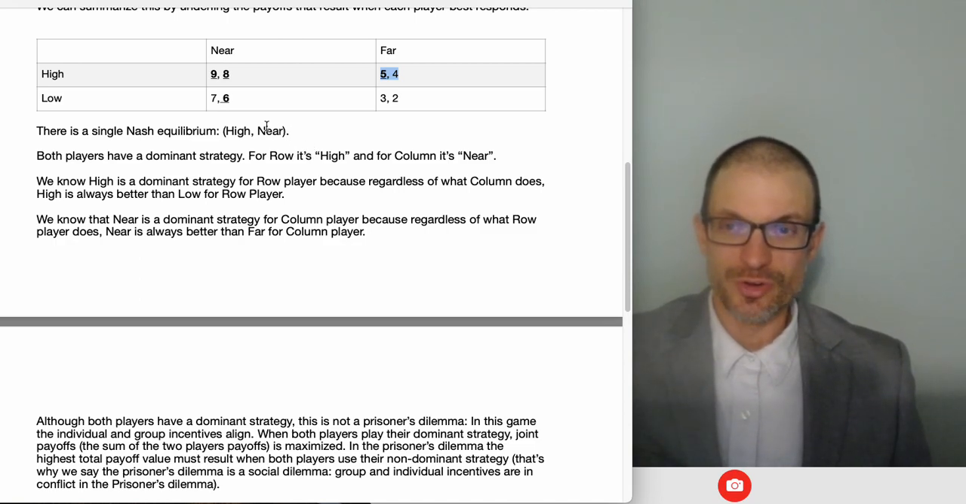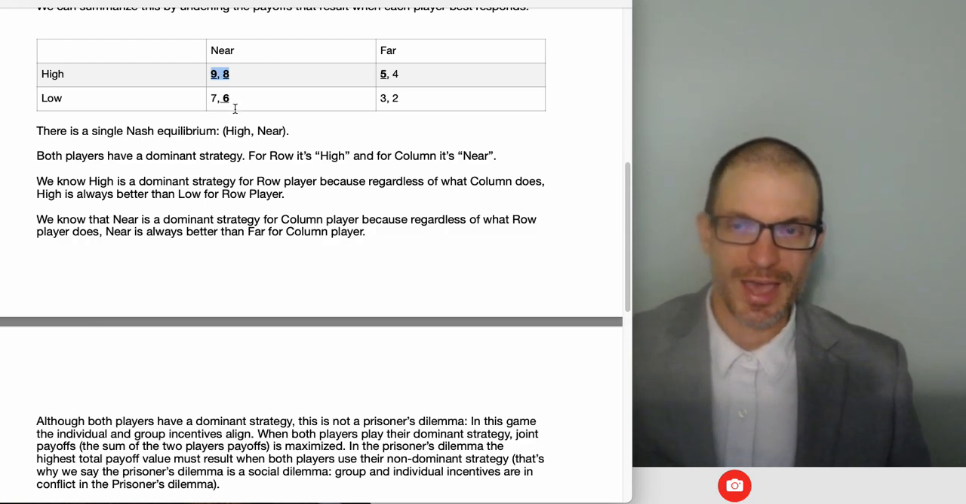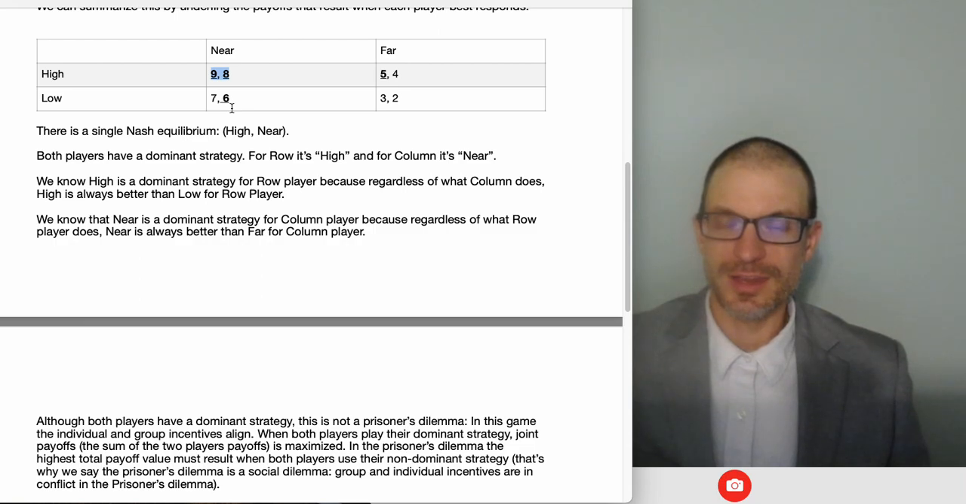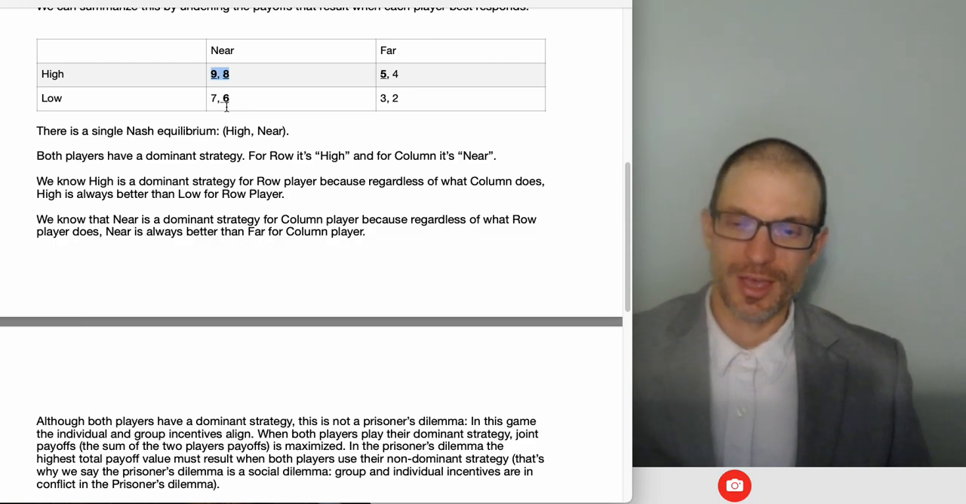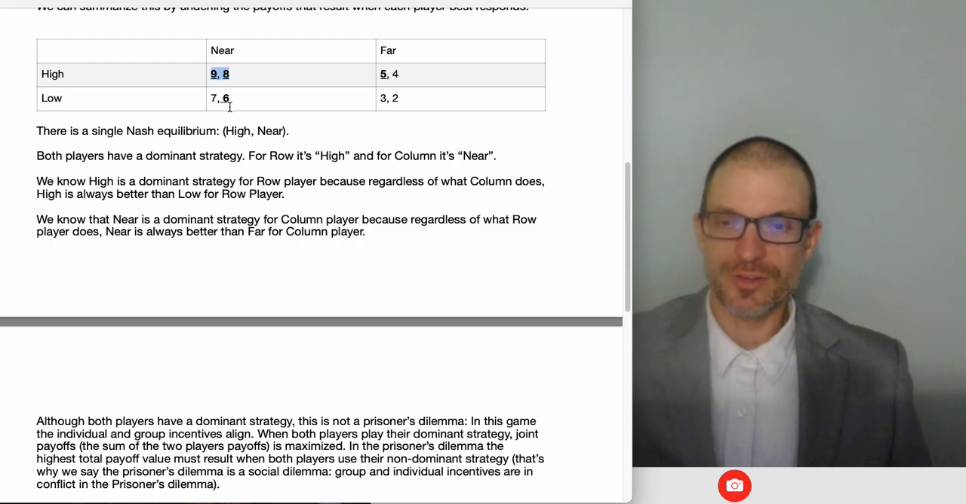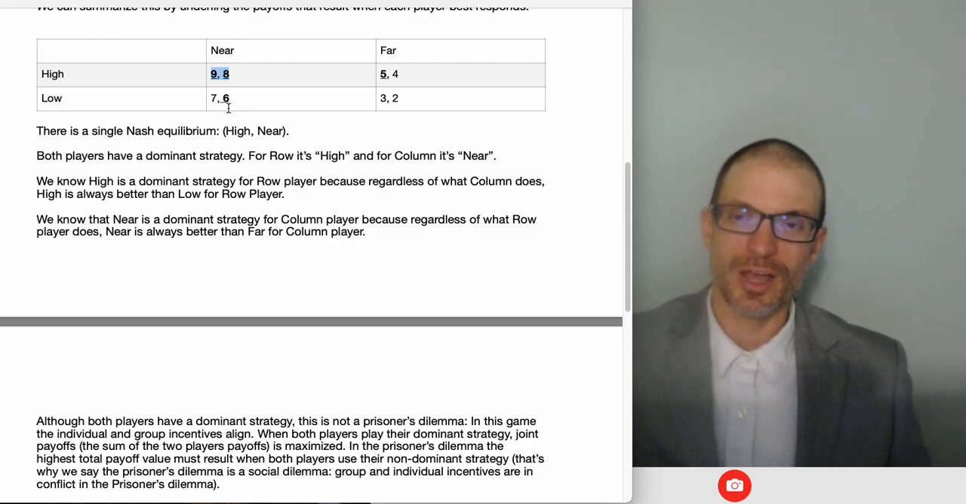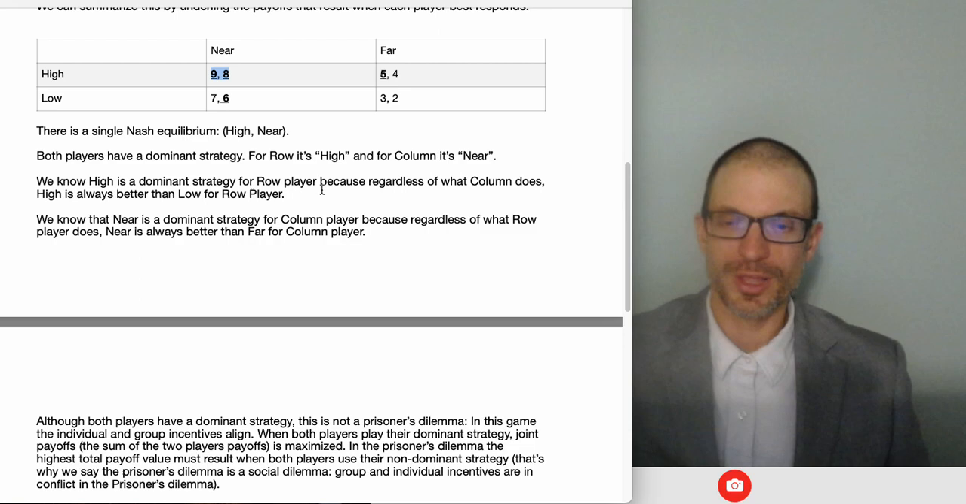Actually, individual and group incentives are both driving them towards near and high. So in other words, this should be a pretty stable equilibrium because both their individual incentives and any type of group incentives are all aligned. It's all pointed in the same direction where they want to get that 9 and the 8. The high and near equilibrium is individually optimal, and it also maximizes social surplus.